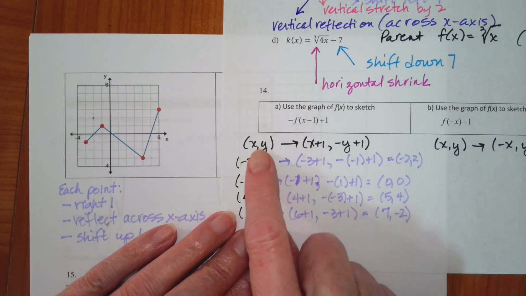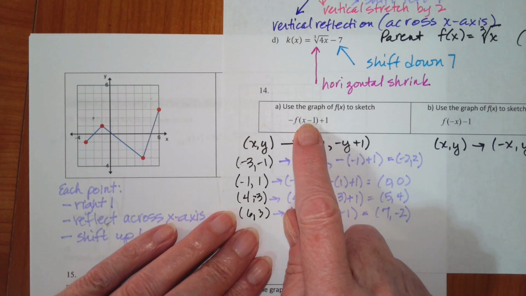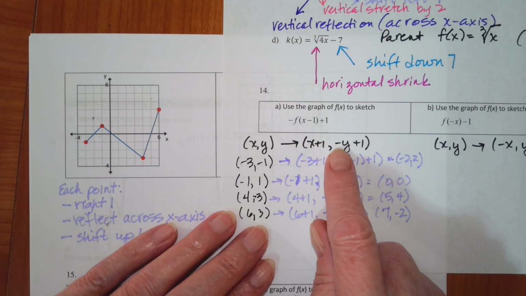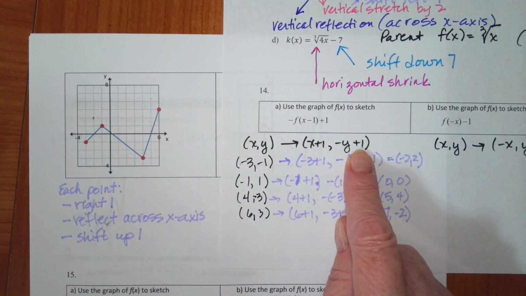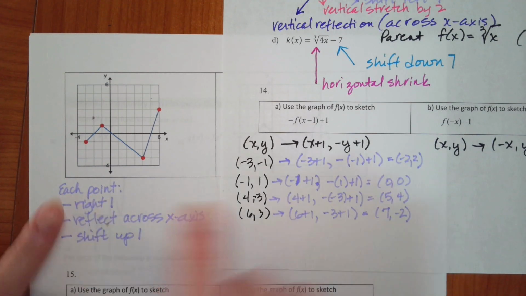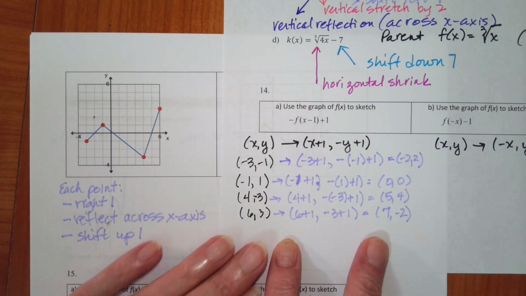So you can think about taking every point on your graph, and this tells you you're going to add 1 to the x value. Then the y value, you're going to take its opposite, that's the vertical flip, and then add 1 to it. You would just apply that to every point on the graph and then connect your dots.